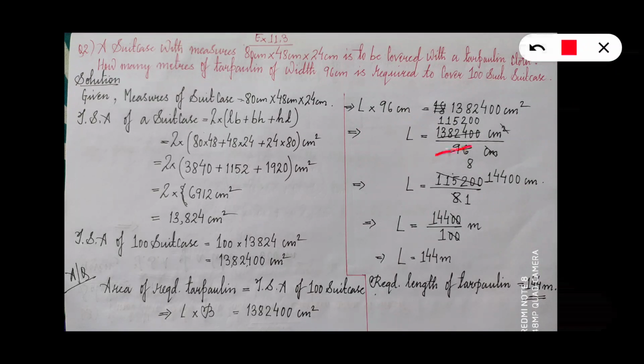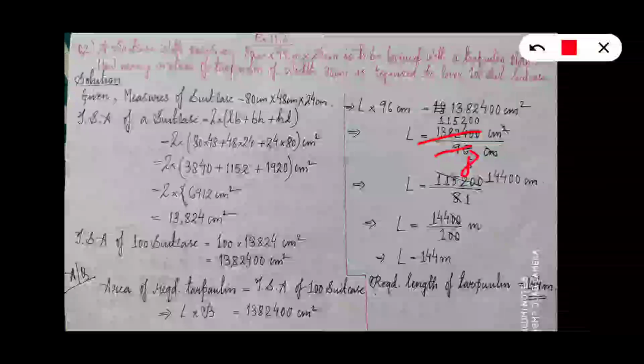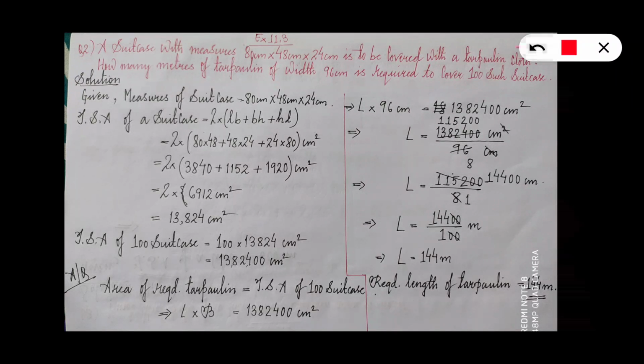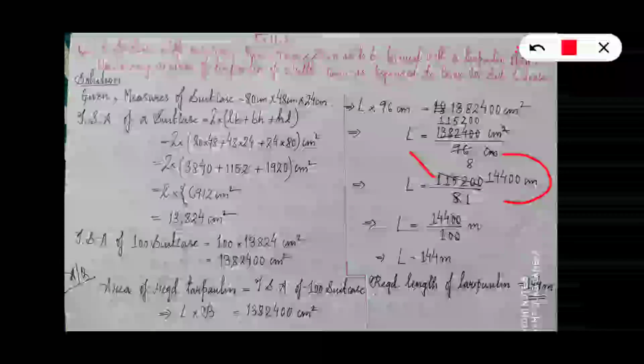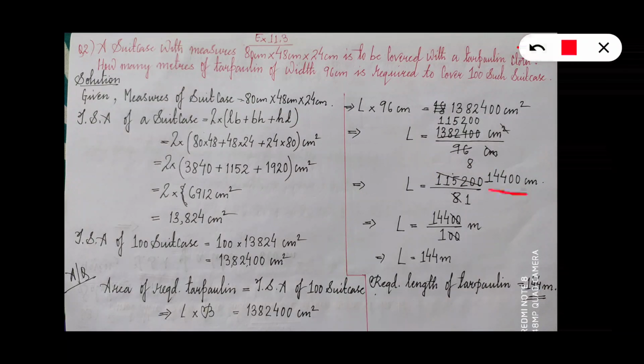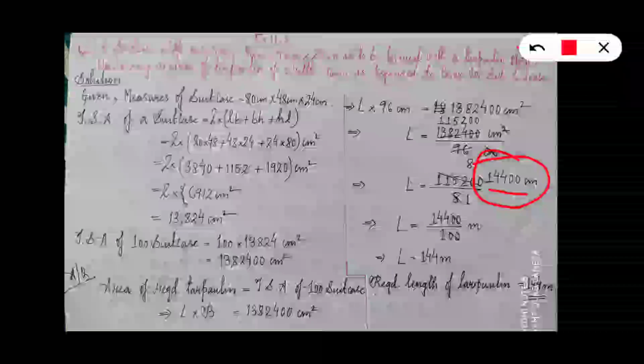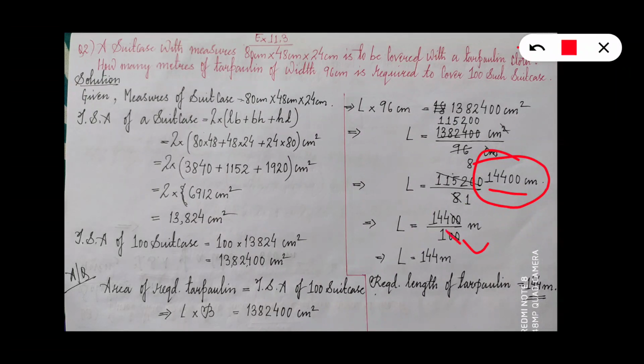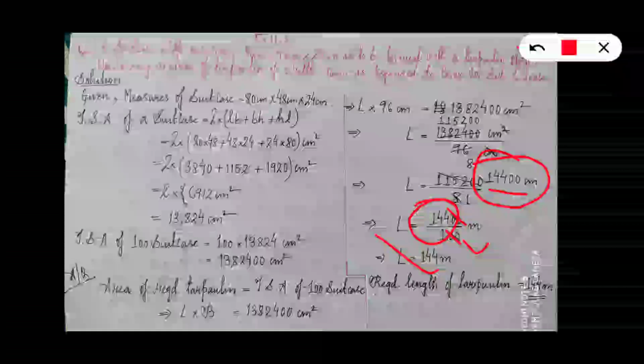Now you need to reduce. 12 8s are 96 and 12 1,15,200 are this much. You can reduce it, I know that, isn't it? So after that this is remaining: 8 1s are 8 and 8 14,400 are this much. So finally now this is in centimeter, but the question is asking you to find the answer in meter. That's why when you have to convert centimeter into meter, divide by 100. So after dividing, 2 zeros are reduced. So what is left? 144 meter. So this is the required length of tarpaulin.